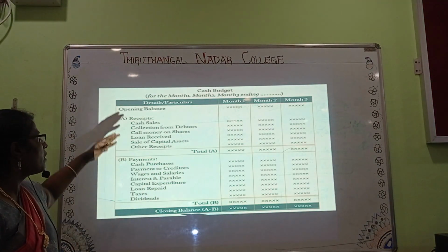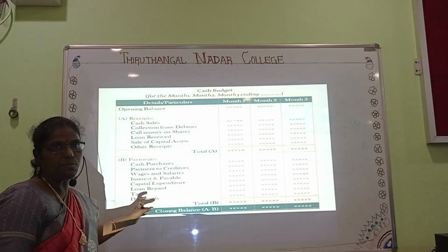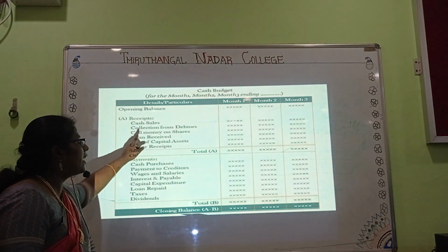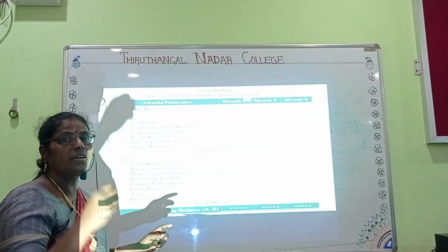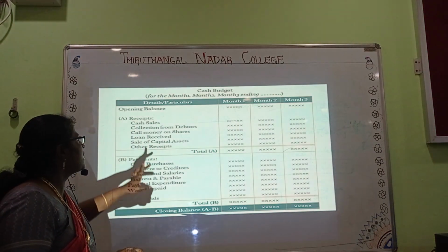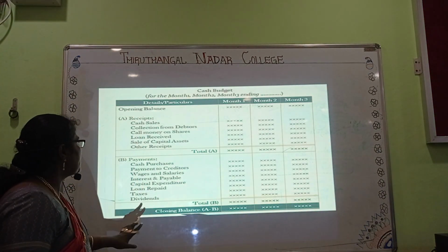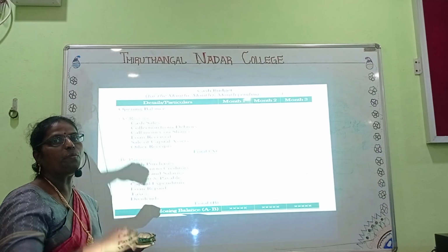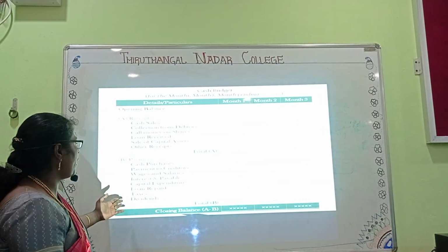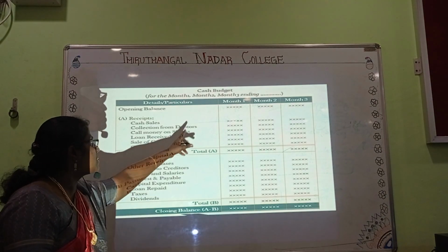Okay, and in the first part of the cash budget you have to write all the receipts. Remember, always you have to enter only the actual cash. If it is received, you have to enter. Okay, if cash is received physically, you have to record it in receipts. And the second part of the cash budget is related to payments. Only if the payments were made, you have to record them in the statement. Okay, and the difference between receipts and payments is the closing balance of the first month.